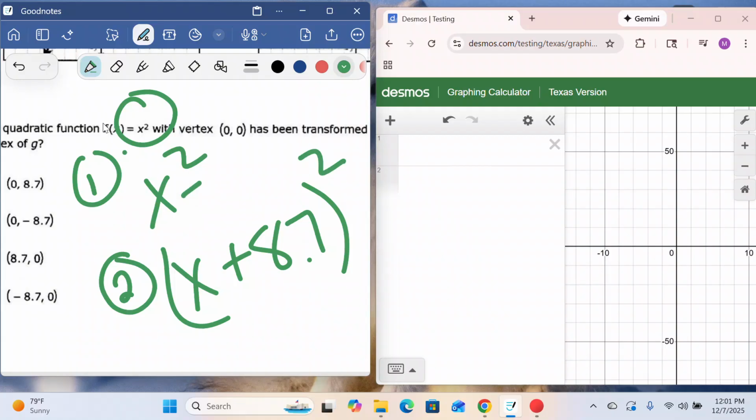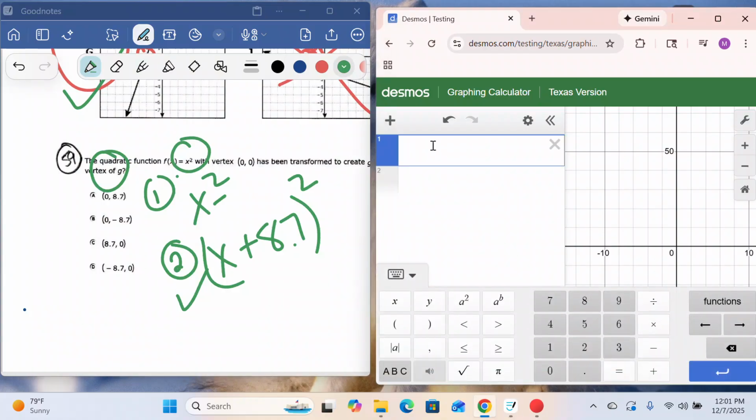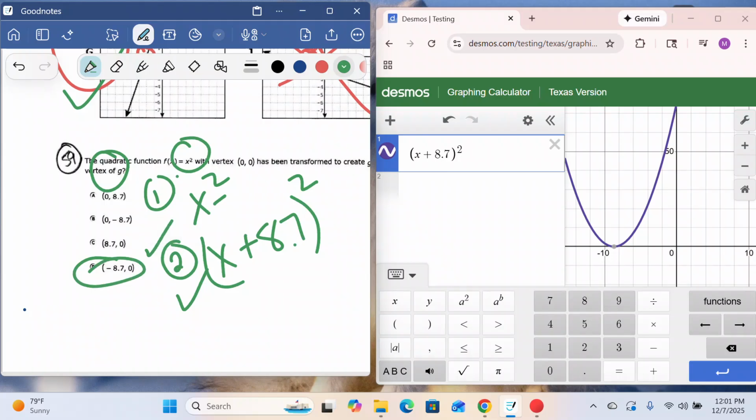So I have my two functions, and all they're asking for is the vertex of G. So the vertex of G, looking at that one, the vertex of G is this one. So all I do is input this one into Desmos, let Desmos do the work. Quantity square, and here's my vertex. My vertex is negative 8.7, 0. I'm looking at that one, negative 8.7, 0. And the only answer choice is letter D.